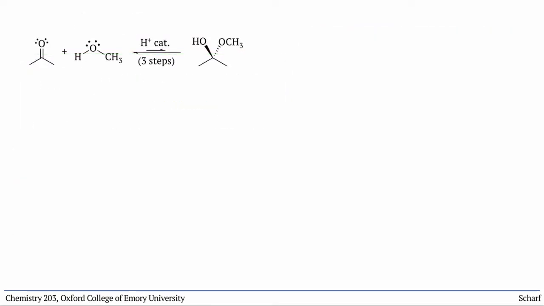As you saw in the last video, when acetone reacts with methanol under acidic conditions, a hemiacetal is formed in a reversible reaction that favors the starting materials. But the hemiacetal doesn't have to go back to the starting materials. Let's do a quick HOMO-LUMO analysis to see what else might happen. What's the HOMO of this hemiacetal?